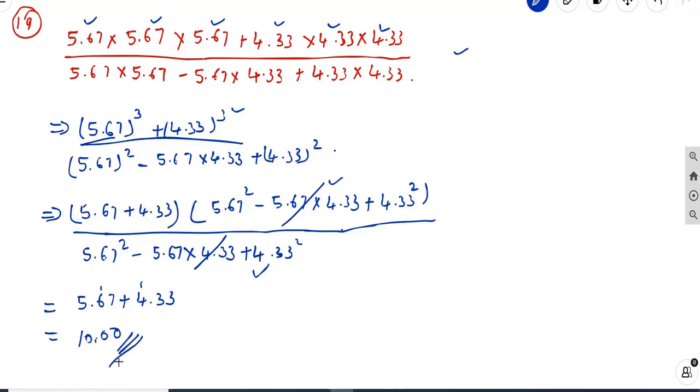I think students, you have understood exercise 5D. In the previous video I solved the exercises in this chapter, exercise 5A, 5B and 5C. Now we have solved the problems on 5D. I hope you have understood.